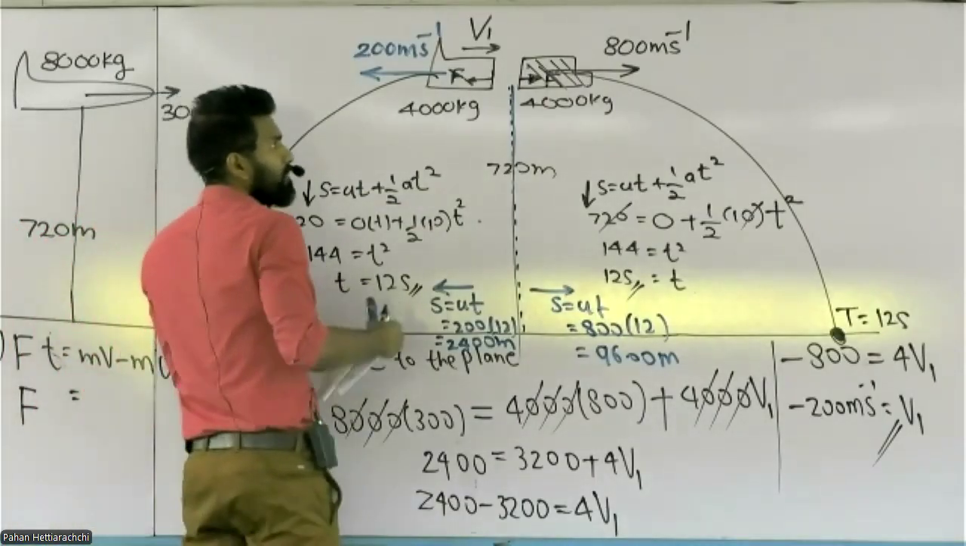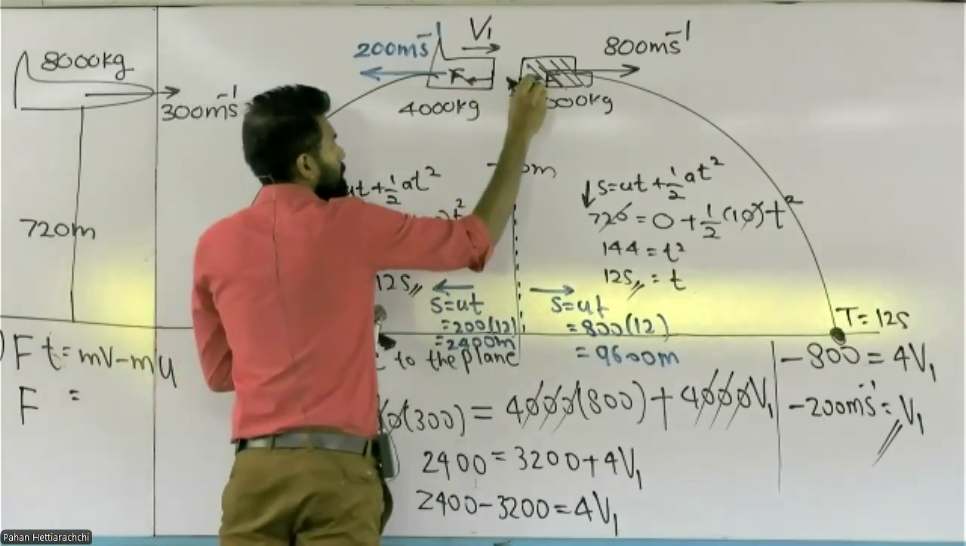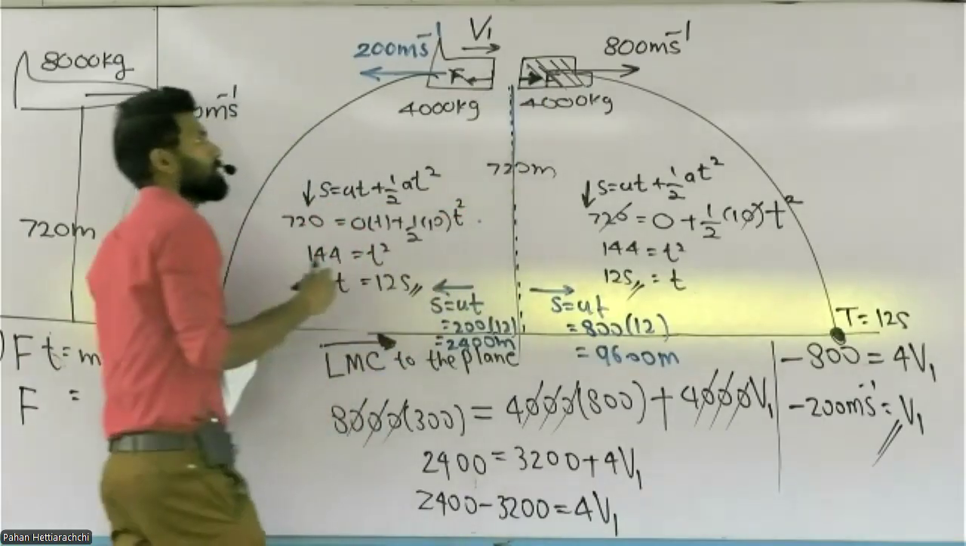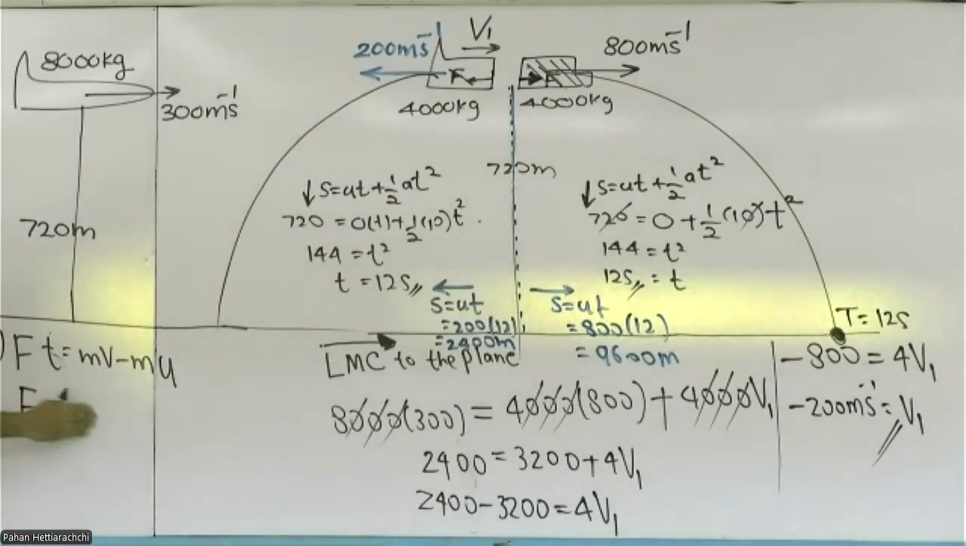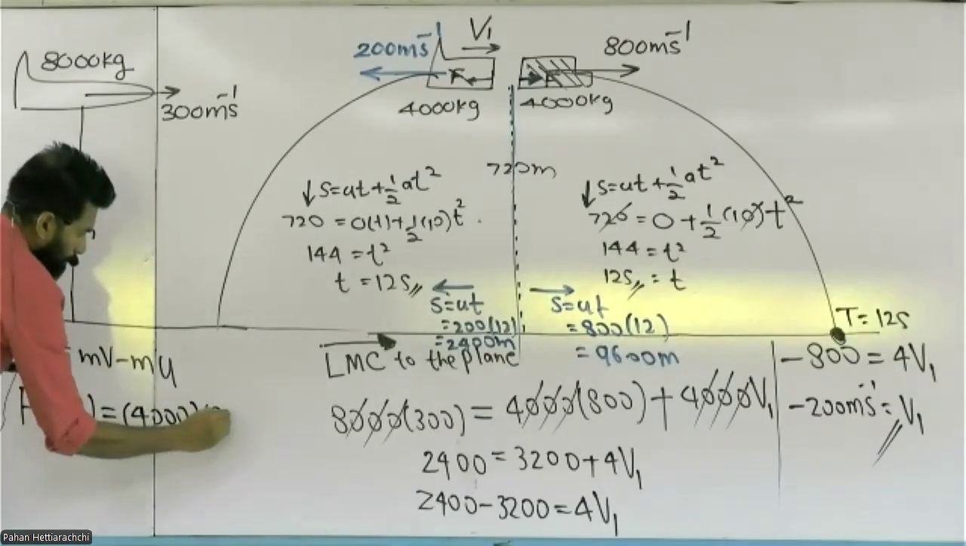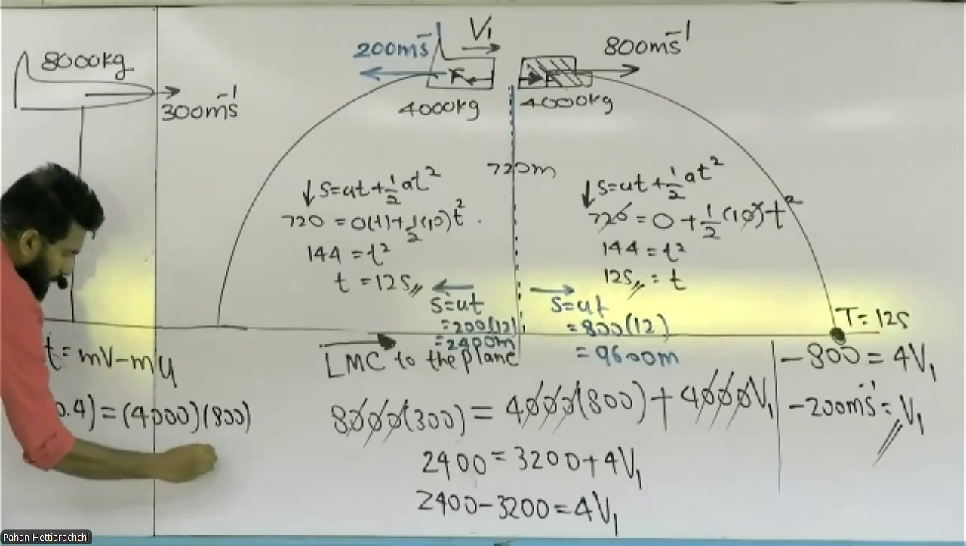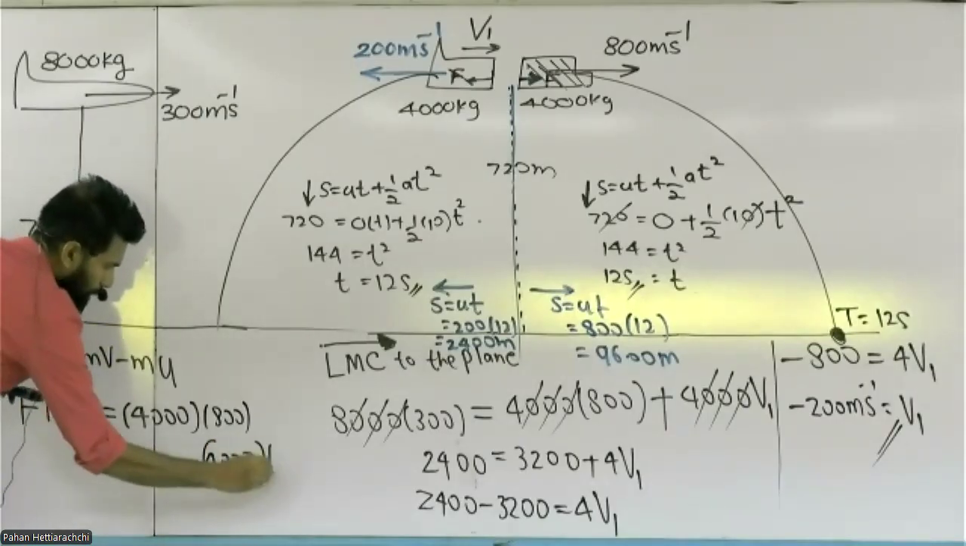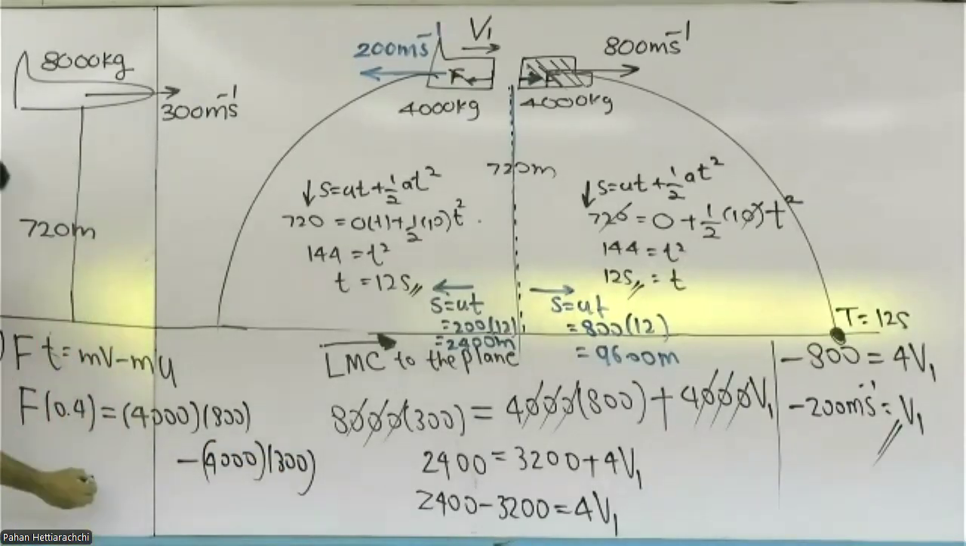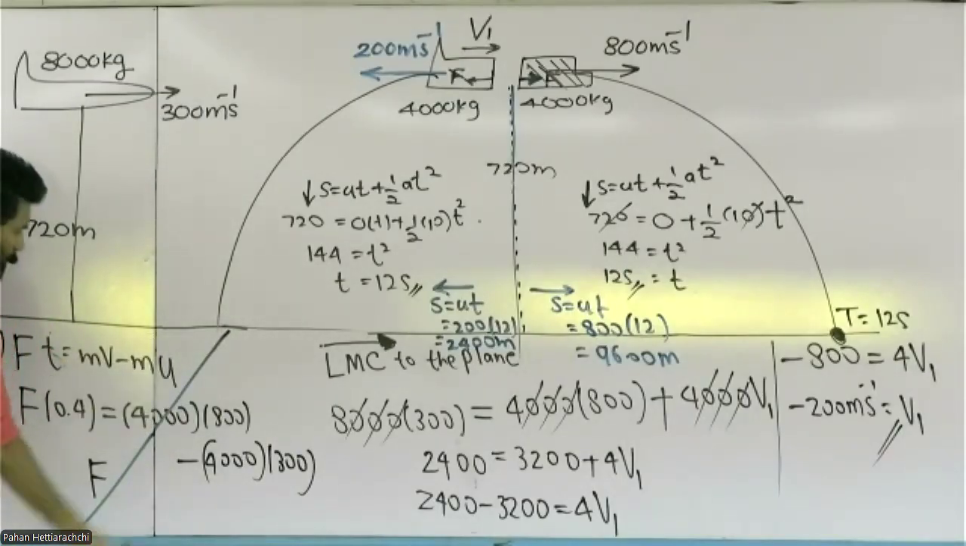You are applying Ft equals mv minus mu to the nose. The force acting on the nose is F, time is 0.4 seconds. What happened? Mass 4,000 into velocity 800. Initially, the nose had a velocity of 300, minus 4,000 into 300. This is the way to get the answer. I'm not going to discuss the fourth part as I'm doing it next week.